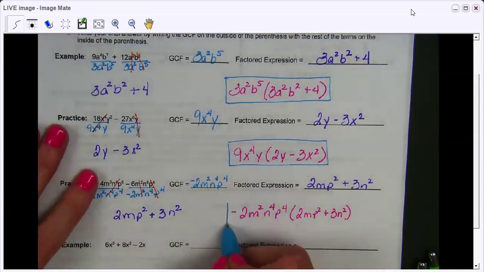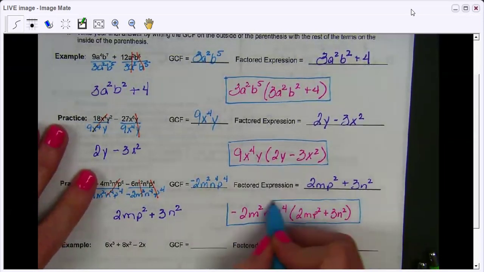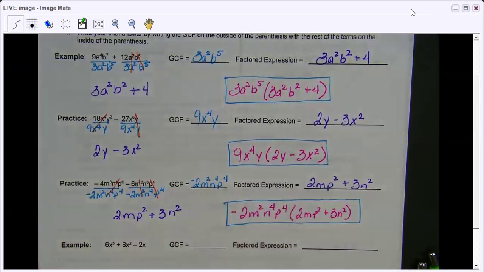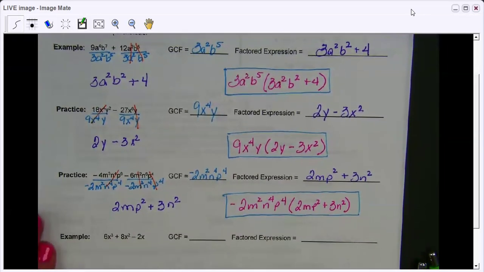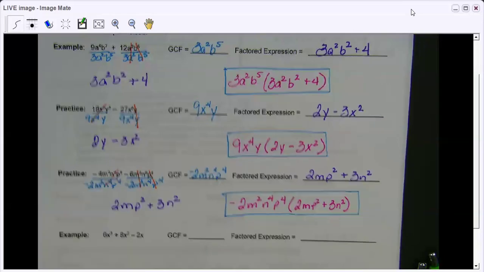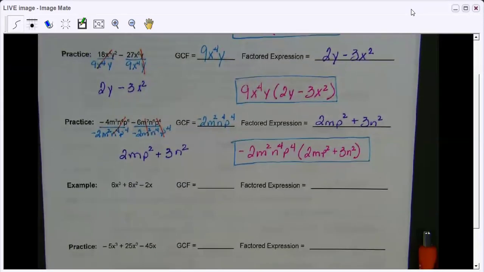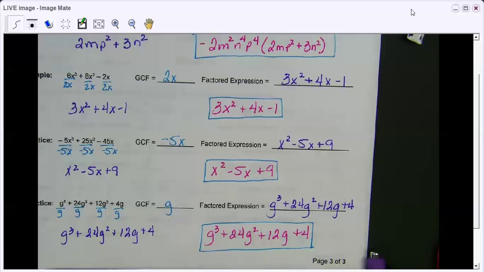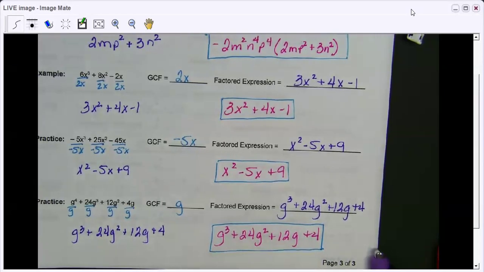Okay. And looking at the last 3 on here, I am pretty sure you can do these on your own. So I'm going to pause the video. I'm going to let you work these out. And when we come back, we can check our answers and then we'll be done with this lesson. These are the last 3 problems on the notes. So go ahead and check your answer. And this concludes lesson 7-1, adding and subtracting polynomials and factoring polynomials using the GCF.